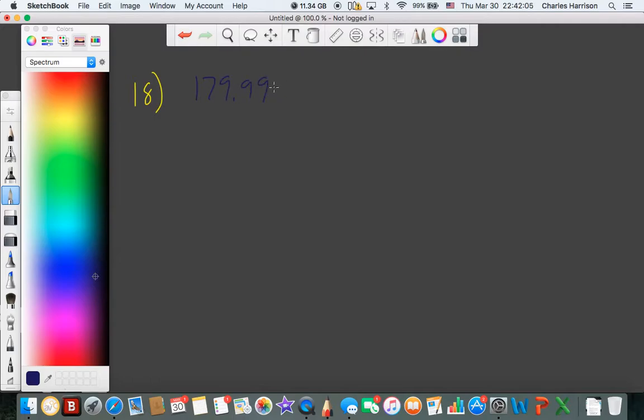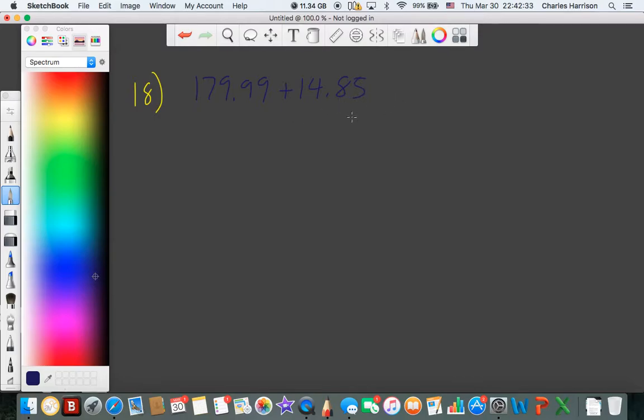So this is the price tag, $179.99. You're at Costco, you see this TV, and you say, I want this TV. So you bring it up to the cash register, and they scan it, and the computer does it for you, but we're going to do it ourselves now. It adds on a sales tax, and the sales tax is, no, not 14.99, 14.85, like so.